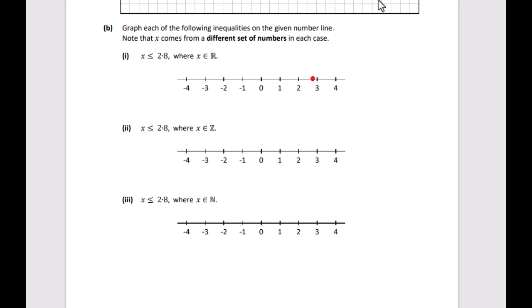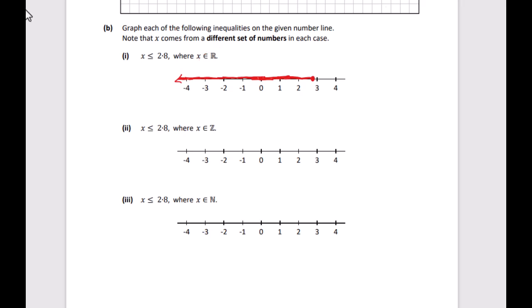Now it has to be less than or equal to, so what you do is you draw a kind of line down along here, all the way down along there like that. Put a little arrow there to show that it goes on forever. You can imagine that or here stands for river, so we're drawing a little river if you like. Okay, so let's have a look at the second one then.